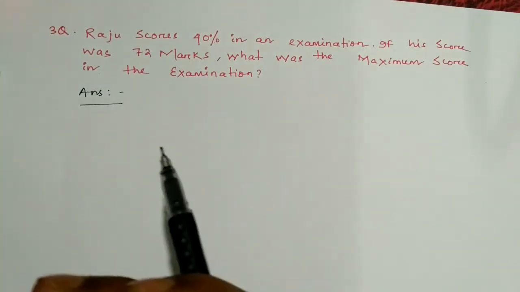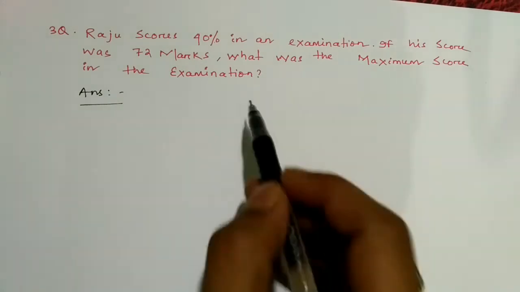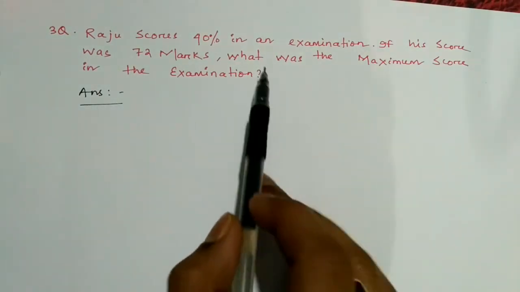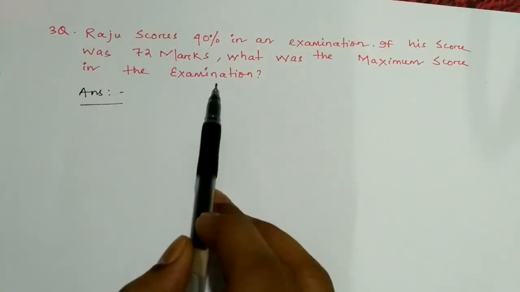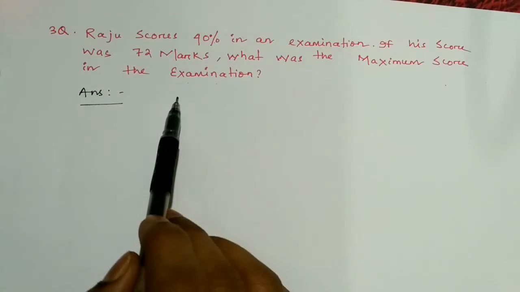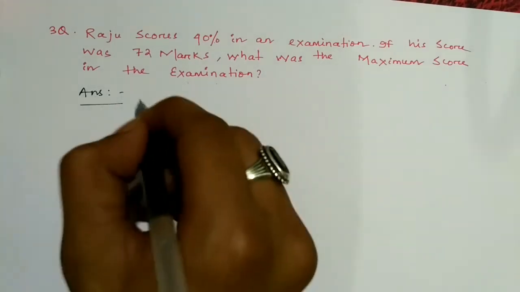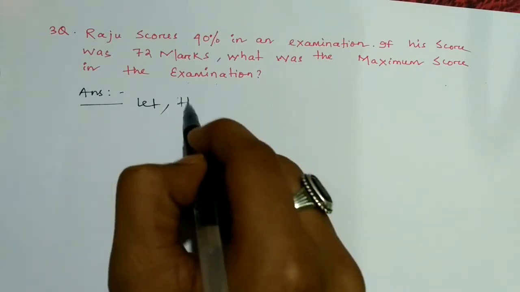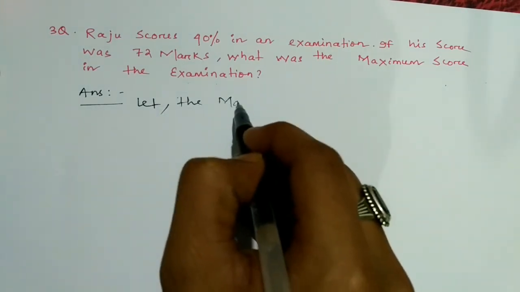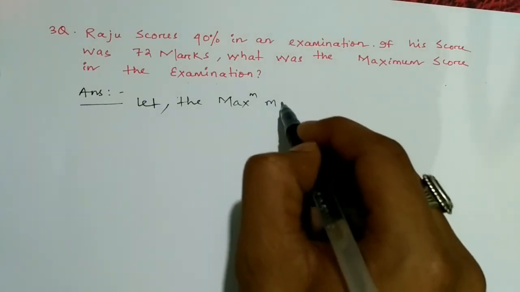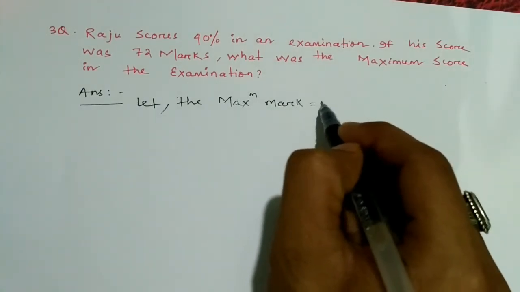First, the x method. What was the maximum score in the examination? Let it be x. What is always asked? Let it always be x. So let the maximum mark be x.